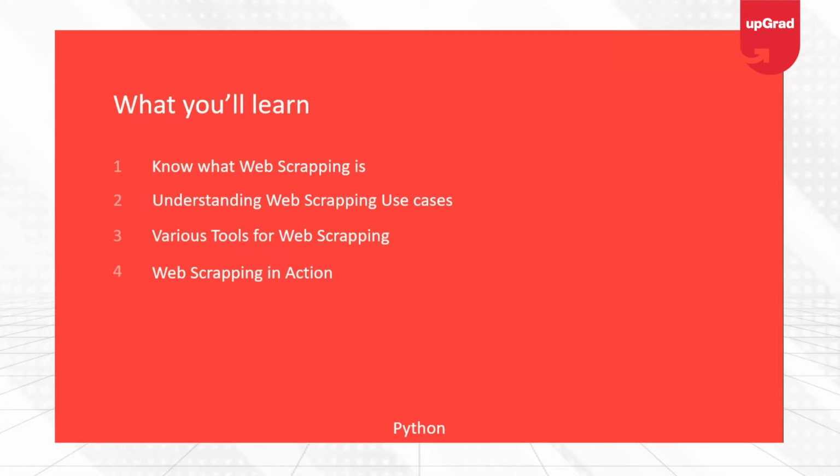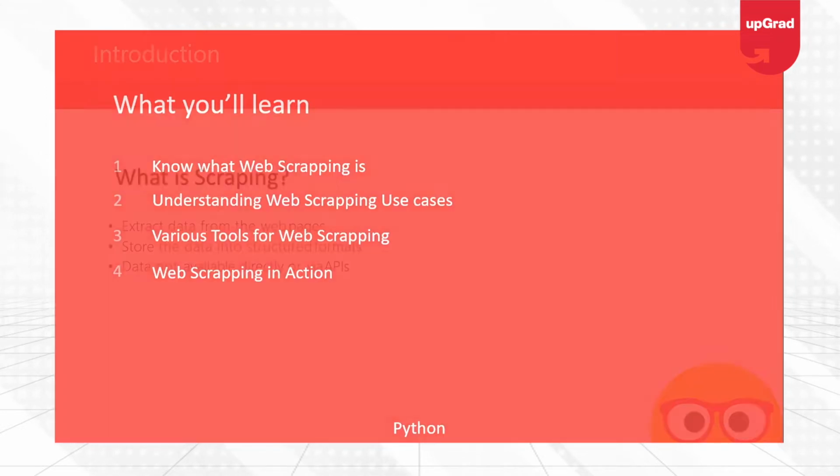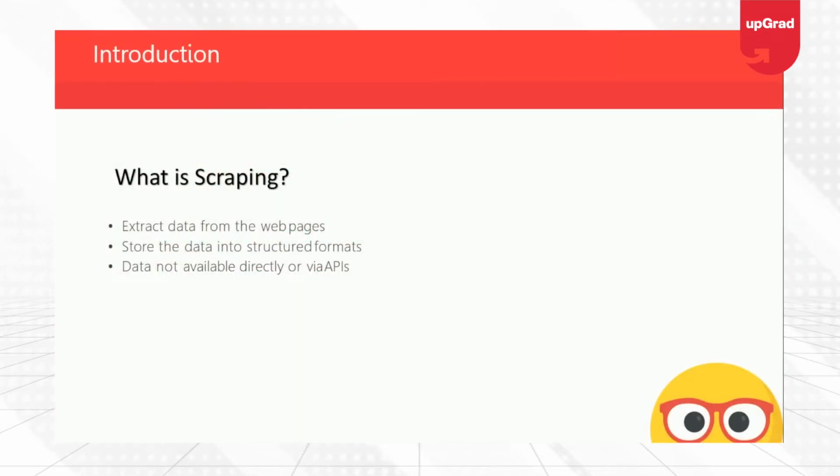So, let us start with what exactly is web scraping. Well, in a short statement, web scraping can be described as a highly effective method to extract data from websites. Yes, it's about extracting the data. But that is a very short definition. Let's try to understand web scraping more in detail. So, what exactly is web scraping?